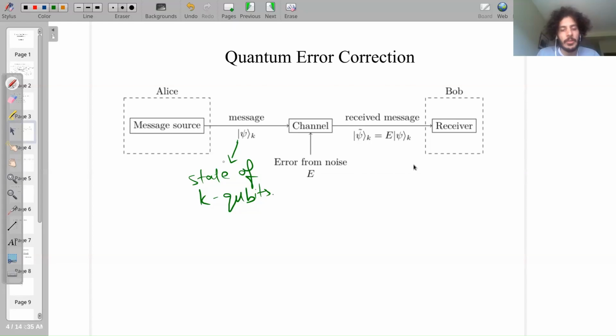For simplicity, we can generalize this idea to qubits or any other sort of quantum state if we want to. But for now, we will just think about qubits. So you have the state of k qubits which Alice wants to send, and as it goes through this noisy channel, the error it will experience will be some quantum operation E. So this is some generic operation E, and what Bob receives instead is E times psi k, right?